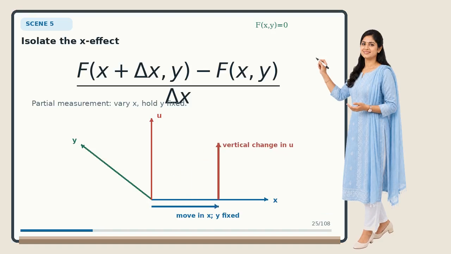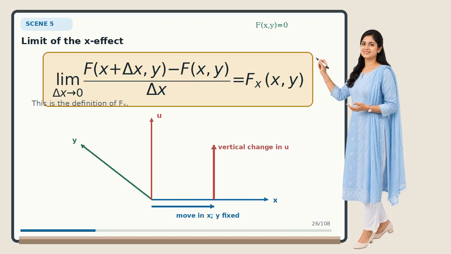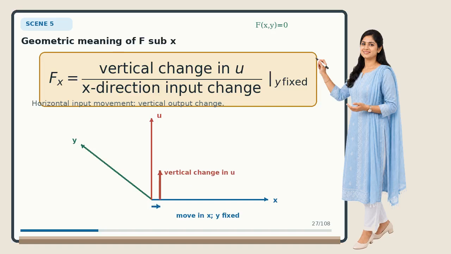Look only at the x part. Here y is temporarily held fixed, while x changes by delta x. As delta x tends to 0, this quotient becomes the partial derivative f sub x at x comma y. The movement in x is horizontal on the input floor, but f sub x measures the resulting vertical change in the function value u per unit x movement, with y fixed.